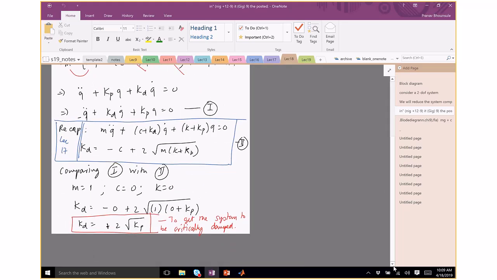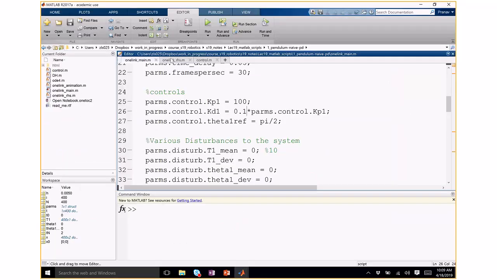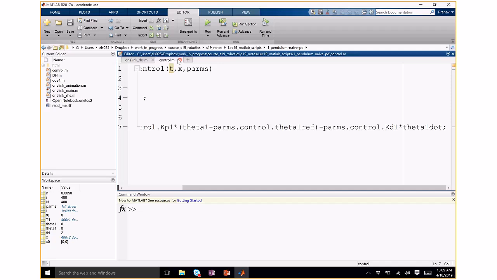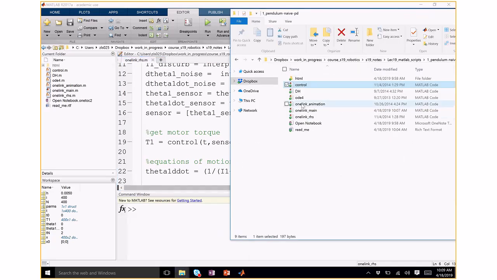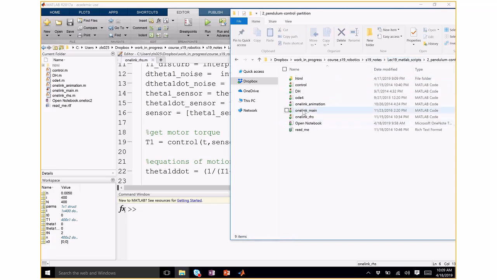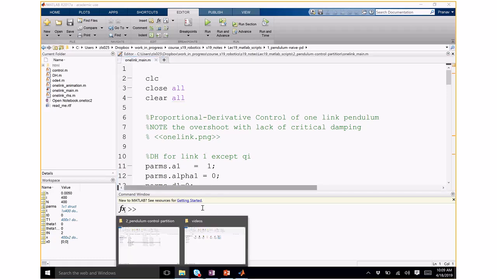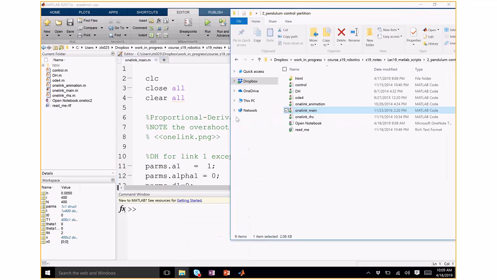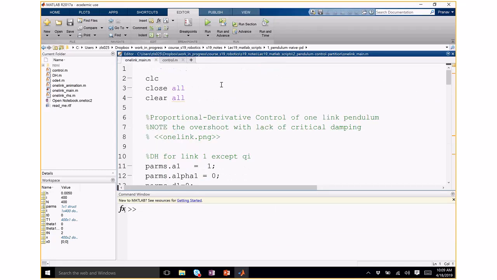So we can take this idea and now change our code to have critical damping. I'm going to close these files because I have a new folder which does critical damped. I call that second control partition. We'll open that. Let's put on link main, and let's open the control because that's where I have the actual control partitioning law. First, let's run this file and see if we get critical damping.